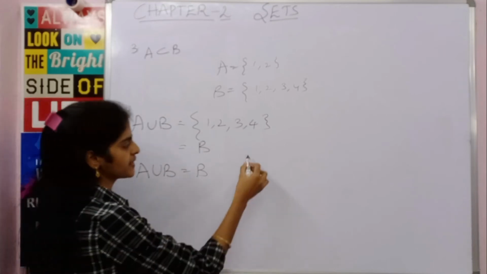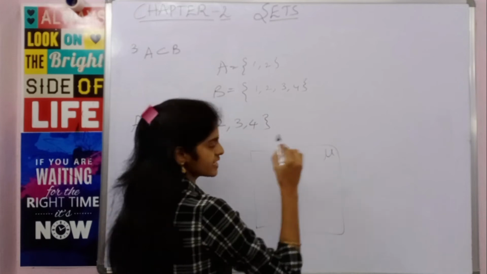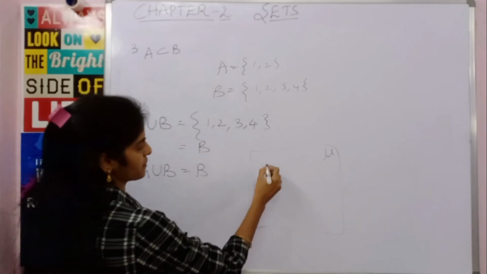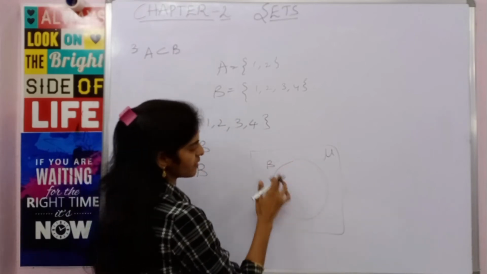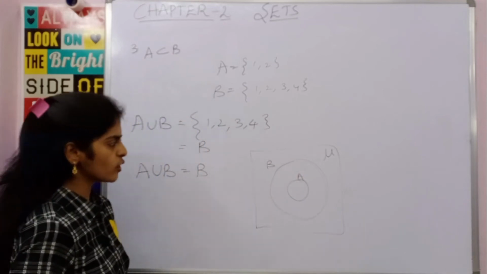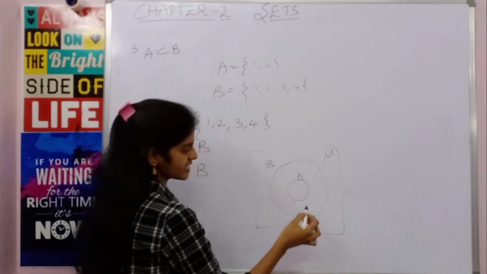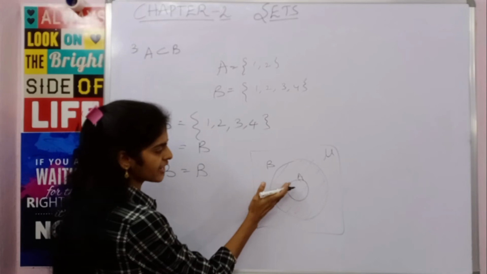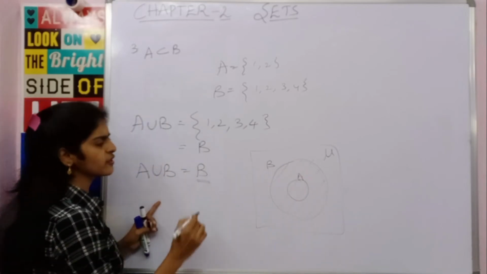The same thing, if I want to represent it in a Venn diagram for your easy understanding: if this is the universal set and this is the set B, then you know that A is a subset of B, that means A will be within B. So what is A union B? It is the complete B set. So this is A union B, that means A and B together. Here you can see A union B is the complete B set. So simply you can write A union B is nothing but B.